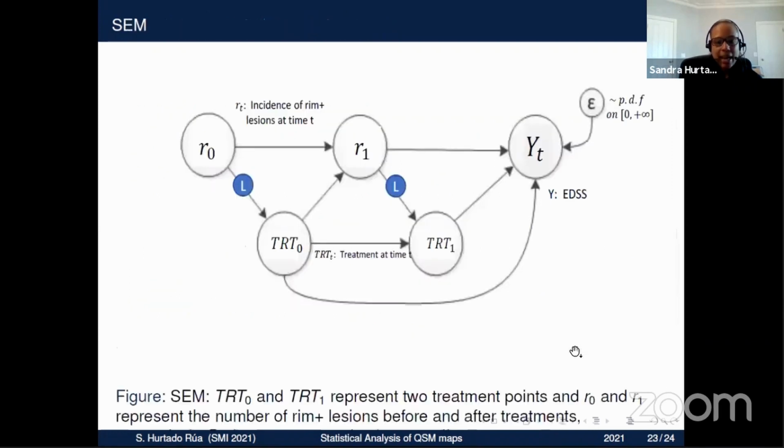And the final idea we have is to use structural equation models, where we can actually introduce treatment over time and how this affects any clinical measure like EDSS over time. The good thing about this is that through latent variables we are taking into account the dynamics of treatment change and even the change in number of positive lesions when modeling the EDSS.